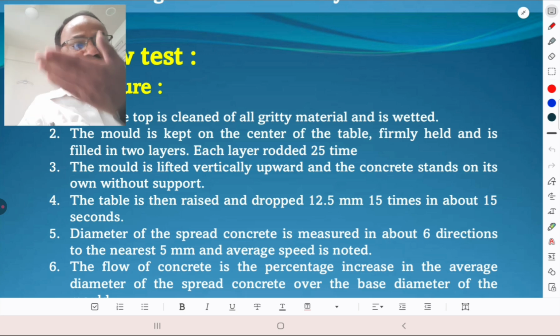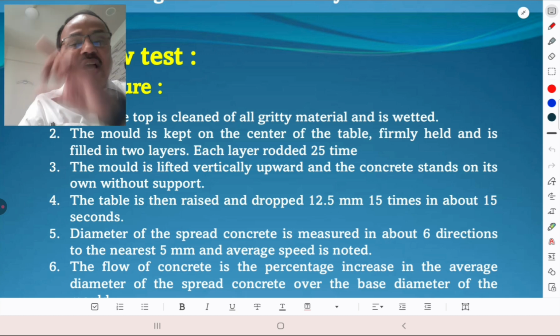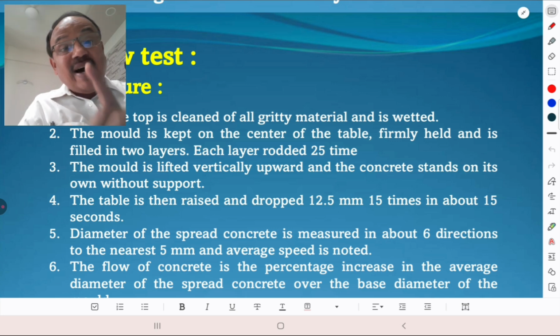The mold is lifted vertically upward and the concrete stands on its own without support. The table is then raised and dropped to a height of 12.5 mm, 15 times in about 15 seconds.